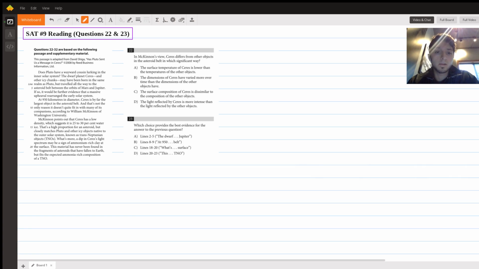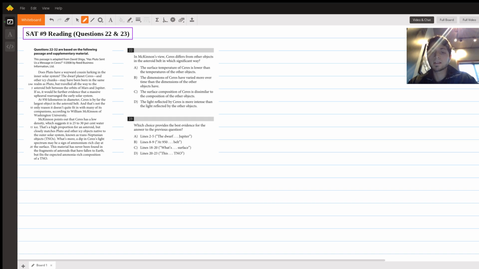So we start with question 22. Question 22 says, in McKinnon's view, Ceres differs from other objects in the asteroid belt in which significant way? And there are two things we need to register about this question. The first thing is whatever answer choice we choose, it has to be, one, from McKinnon's point of view, and two, it has to be about how Ceres differs from other objects in the asteroid belt, and in which significant way.